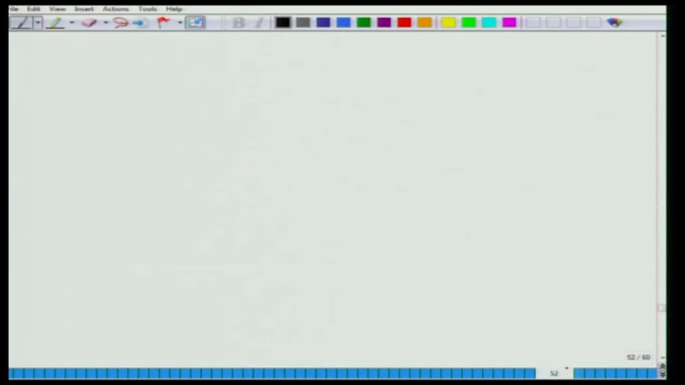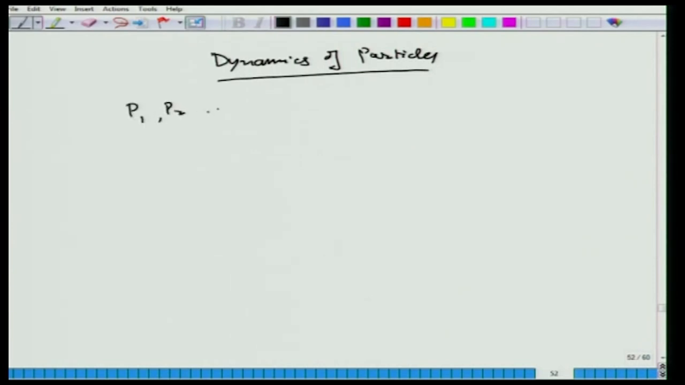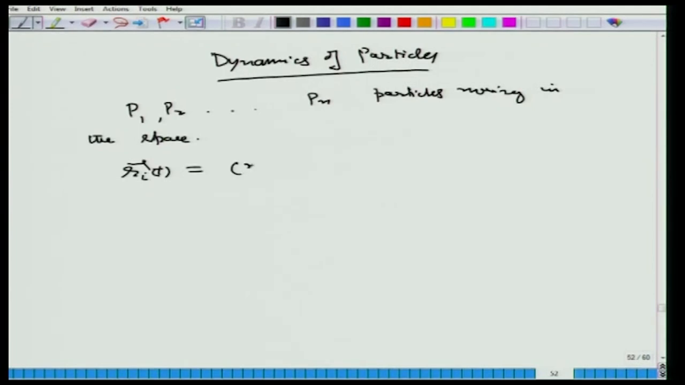So, now we have one more application, that is in mechanics, the dynamics of particles. Here, let us say there are n points P 1, P 2, ..., P n, particles moving in this space, and let us say their position vectors are r i(t), which is x i(t), y i(t) and z i(t), with t lying between t 1 and t 2.